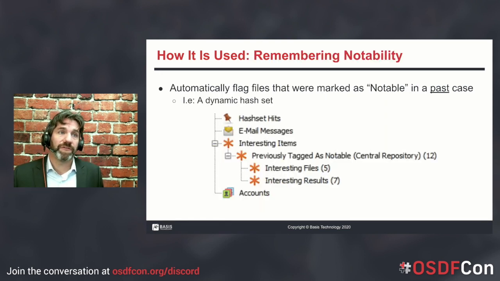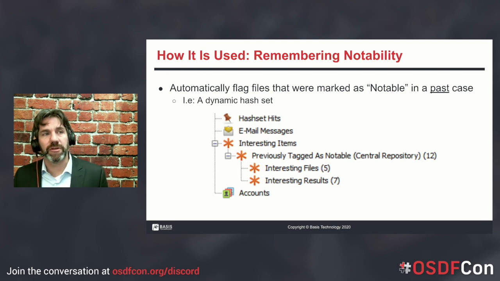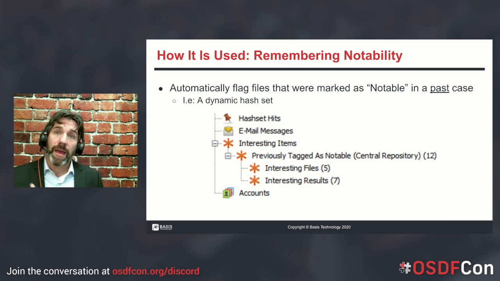So we can use that data in a few ways. For quite a while, for the past 3 years, we've always had this feature. Essentially, when new files and new artifacts come in, it'll automatically mark files that were previously marked as notable. So if a case 2 years ago marked a file as being notable, and that comes back in again, we'll automatically flag that. And you can see that in the tree. It says previously tagged as notable and gives you those items.